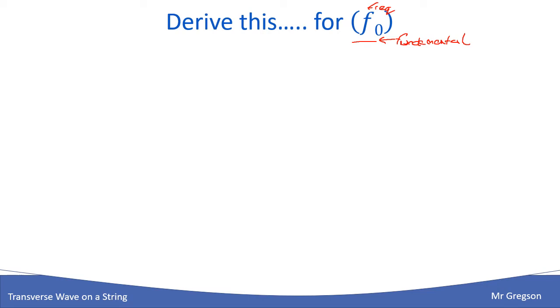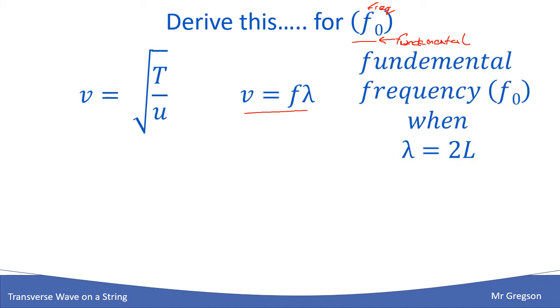Okay, so we've seen this. We just saw this equation. That's nice and straightforward. We know this from GCSE: velocity equals frequency times wavelength. And we also know that the fundamental frequency will occur when the wavelength is 2 times the length. We'll come back to that a little bit later. So wavelength equals 2 times the length.